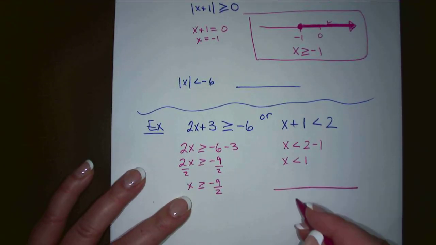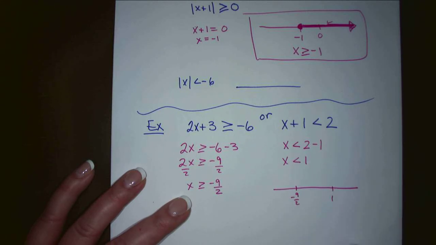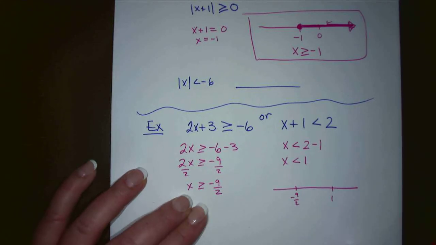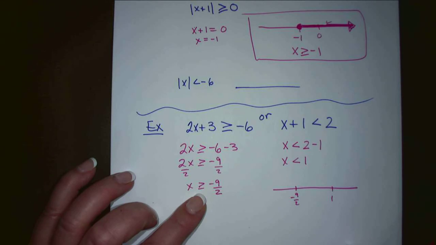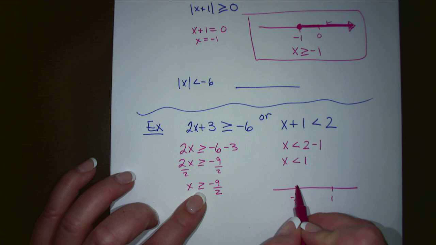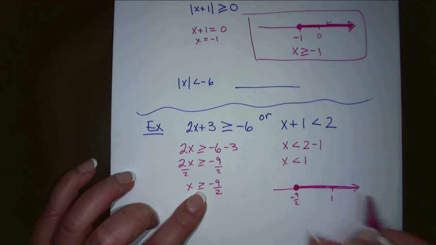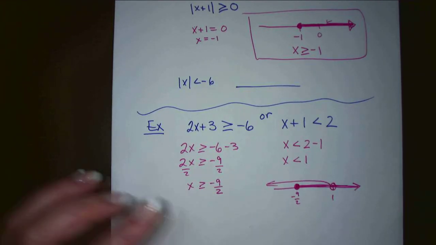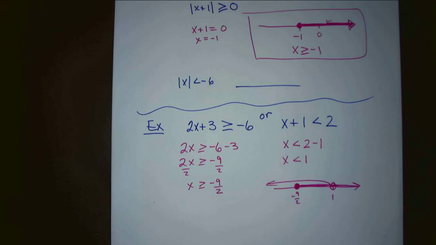We've got negative 9 over 2 is smaller than 1, so they go in that order on the number line. We want bigger than and equal to negative 9 over 2. So we want it to go colored in and this way. Here, less than 1. Empty circle and down. Now, it's or. So we're not looking at the overlap. We don't care where they overlap. We want it all colored in. Whatever's colored here is part of the answer.